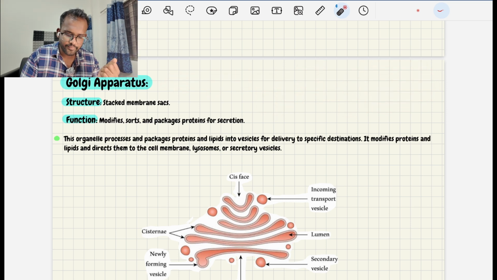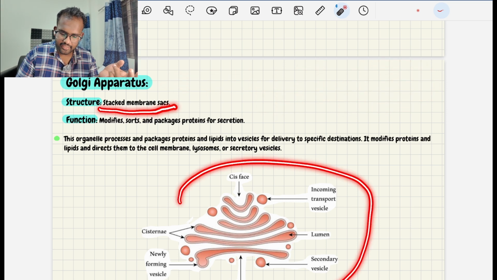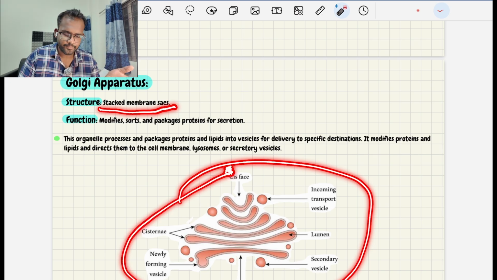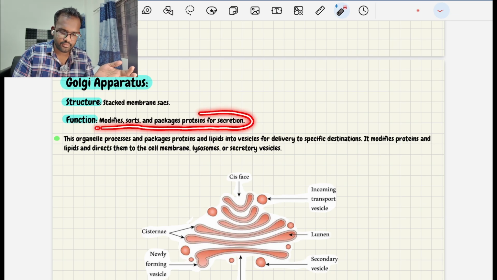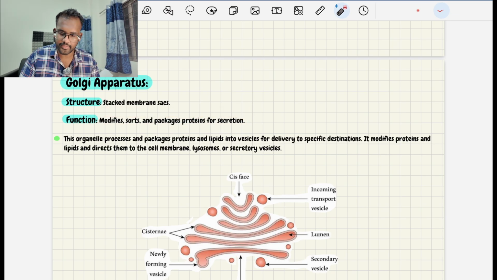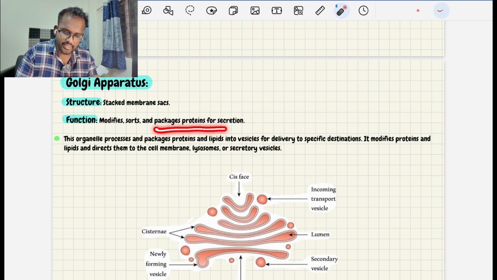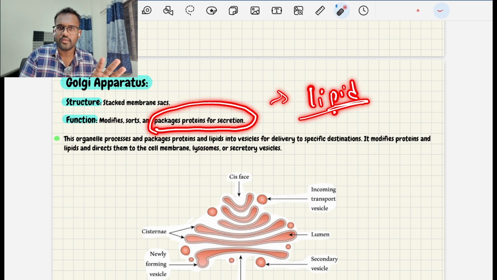So I have explained here. It is also called a stacked membrane sac. Why? Because the structure is like a sac. So it is called the stacked membrane sac. And next, it modifies, sorts, and packages protein for secretion. So this is the only work of the Golgi apparatus. Here we have to remember, it will pack protein for secretion, and it will pack lipids also, but majorly it will be for protein itself. So major questions will be formed through the protein itself.